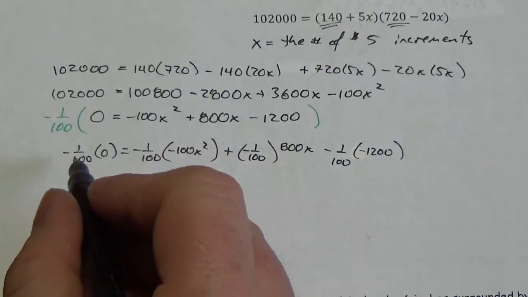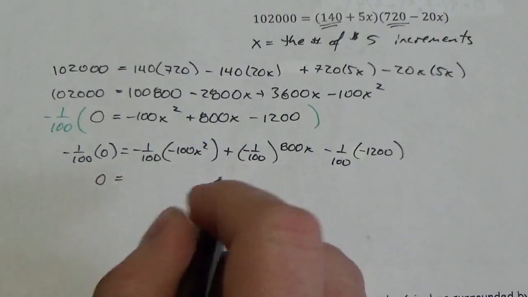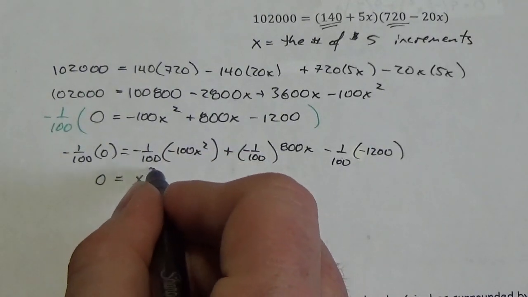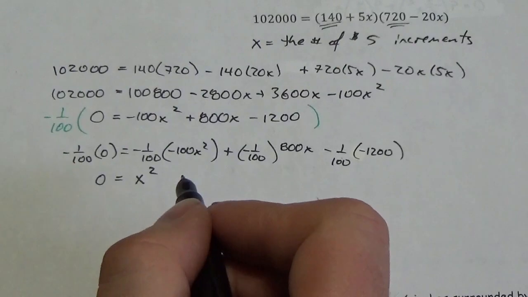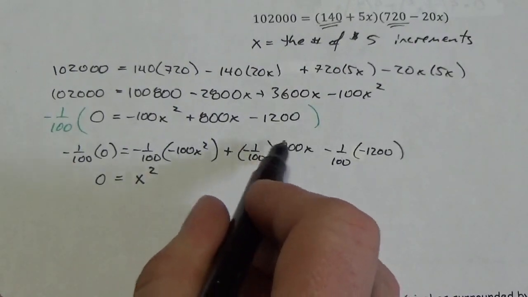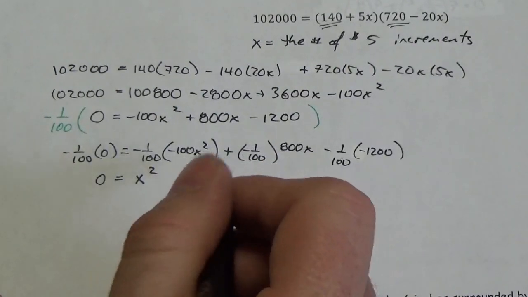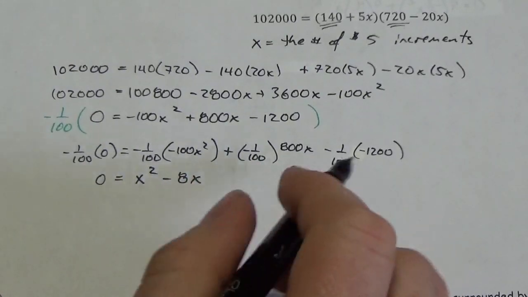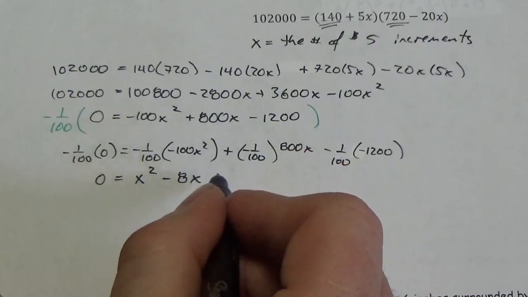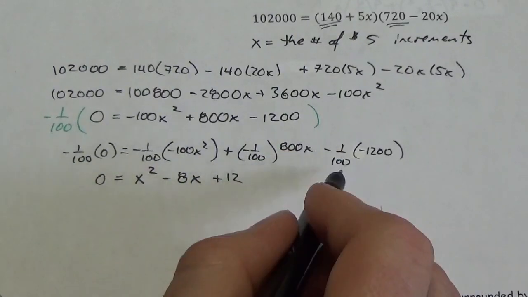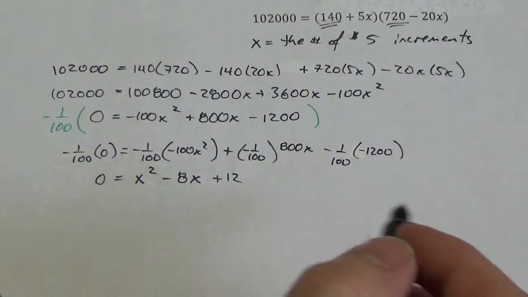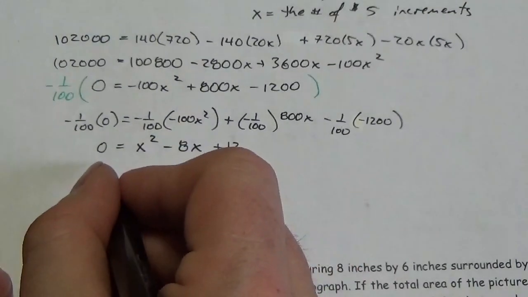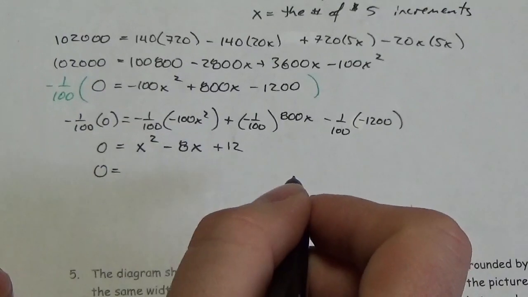Now I'm going to do all the pieces here. So on the left-hand side, I'm just going to get 0. Over here, the negative 100s will cancel. I'm just left with 1x squared, which is amazing. 800 divided by that 100 is going to be, with a negative, negative 8x. That's wonderful too. And then over here, the result of negative 100 times negative 1,200 is just going to be positive 12. Well, that's absolutely phenomenal. This is such a nice little quadratic here.